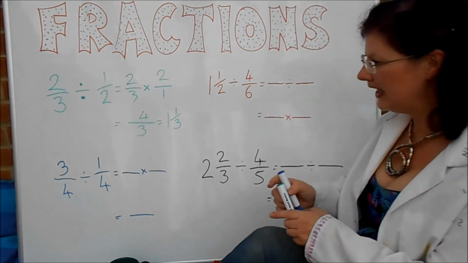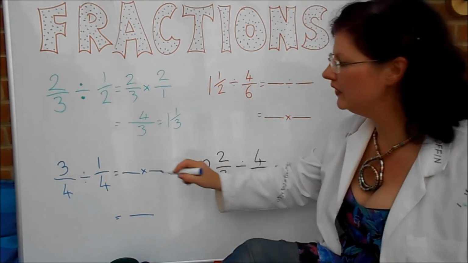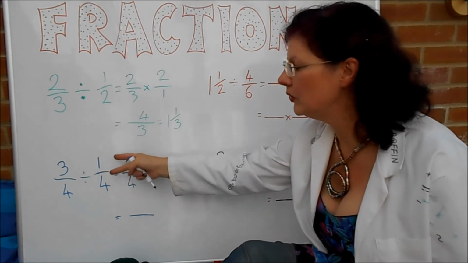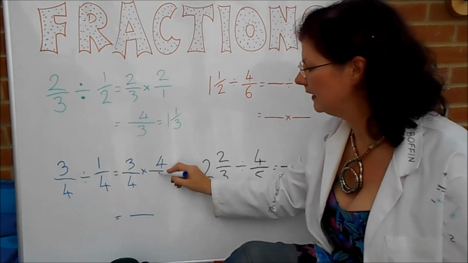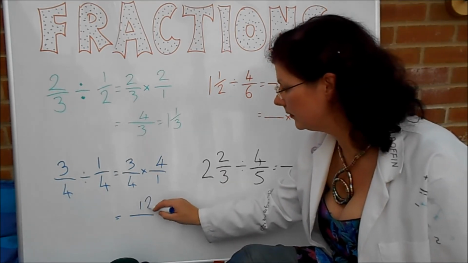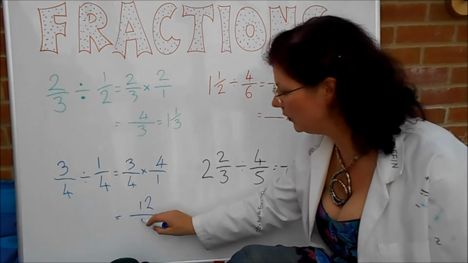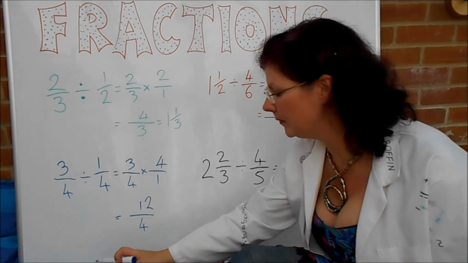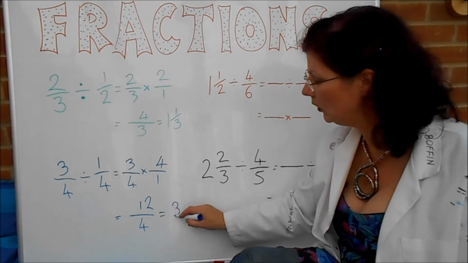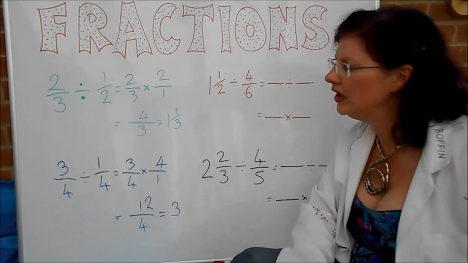On the blue one down here, again, first number stays as it is. Second number, twist and times. Okay, 3 times 4 is 12. 4 times 1 is 4. 12 over 4. That cancels down to, well, 3 exactly, doesn't it? 3 whole ones.